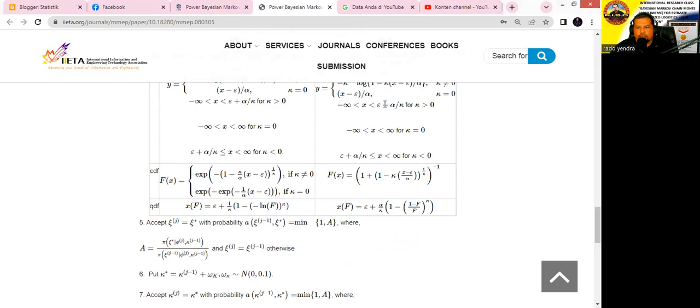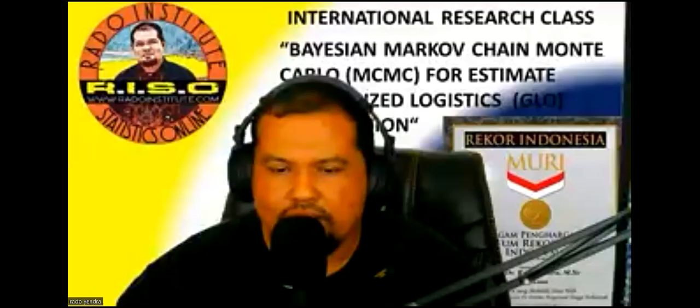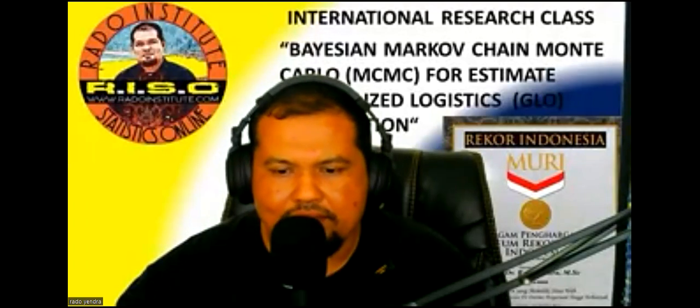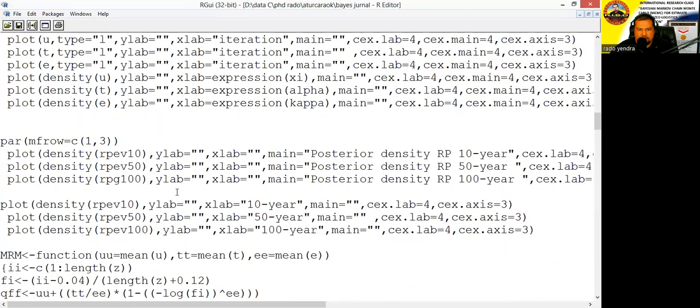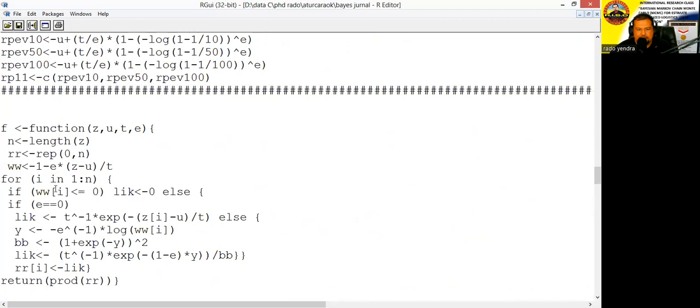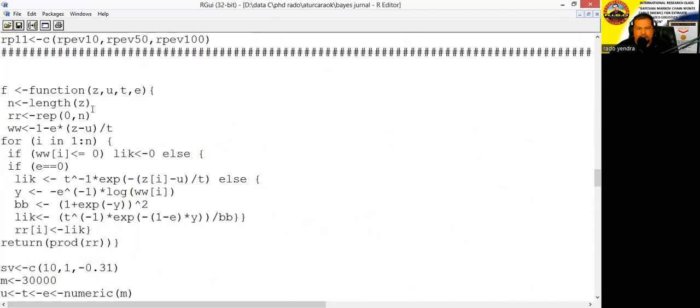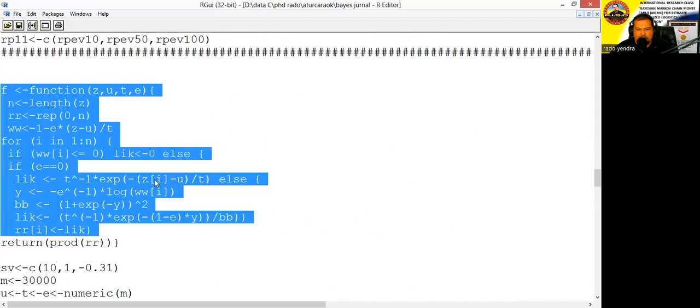Okay, we open our R programming to solve the problem. This is the programming for the generalized logistic. You can check it at home. The first one, we produce the program for the likelihood.